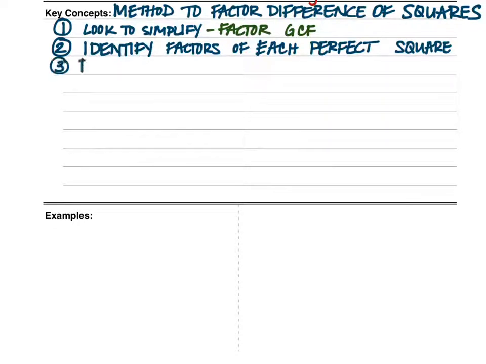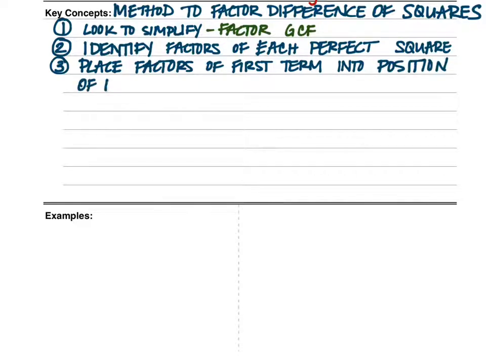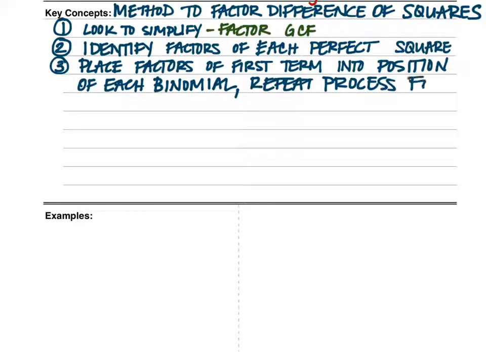All right, and the next step in this step-by-step method is number 3. We're going to place the factors of the first term into the position of each binomial and repeat the process for the second term. So the first term should be placed into the first position for each binomial. And we're going to repeat that process for the second term, and it will be the second term in each binomial. So again, we're placing those factors into that.